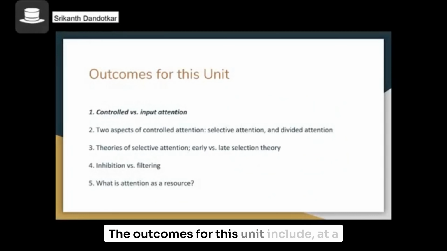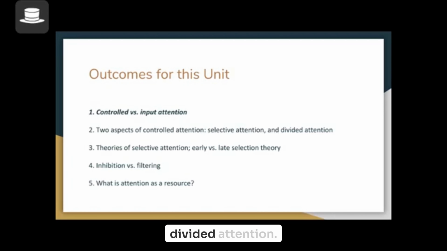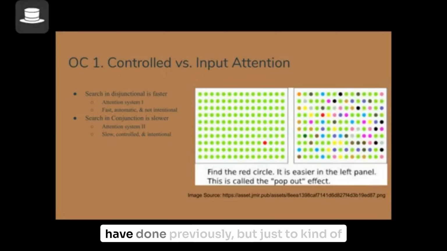The outcomes for this unit include, at the general level, kind of reviewing though, talking about control and input attentional differences, attention 1 and attention 2, system 1 and system 2. Then we'll talk about two aspects of controlled attention, which are selective attention and divided attention. And we'll talk about theory specific to selective attention. Then we'll talk about the inhibition versus filtering process of deselection, and end by talking about attention as a resource. So let's get started with control versus input attention at a general level, which we have done previously.